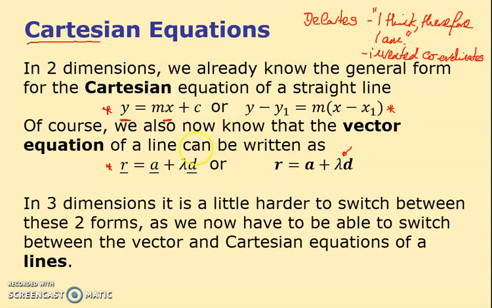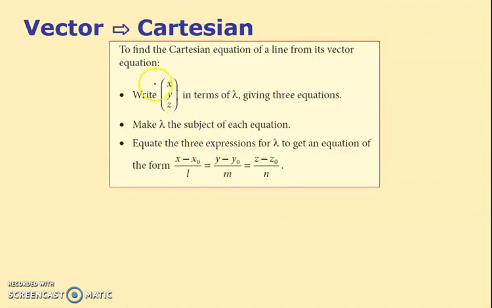Now in 3 dimensions it's a bit harder, so we're definitely going to have to work hard on those. Let's have a look. To find the Cartesian equation of a line, write the x, y and the z, though it might only be x and y, in terms of lambda, giving all 3 equations. Rearrange to make lambda the subject in each equation, and then write it in this rather peculiar form.